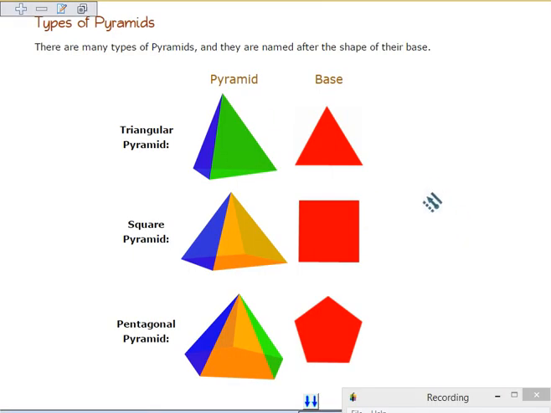Here are some types of pyramids. A triangular pyramid, a square pyramid, and a pentagonal pyramid. These shapes are named because their base is a triangle, is a square, is a pentagon.